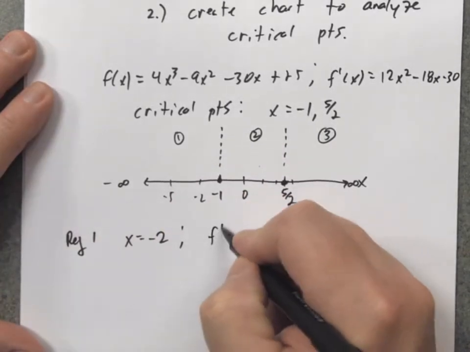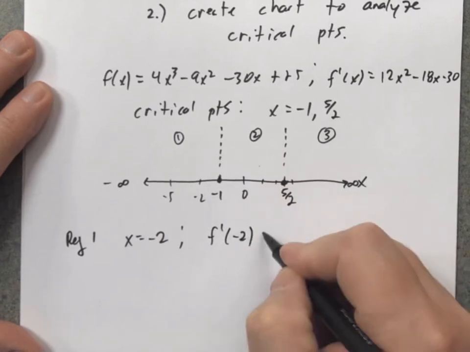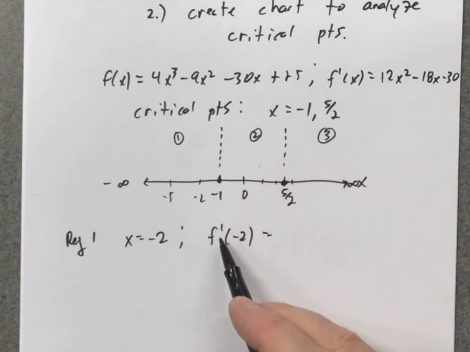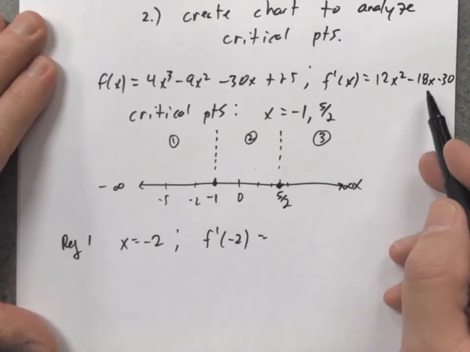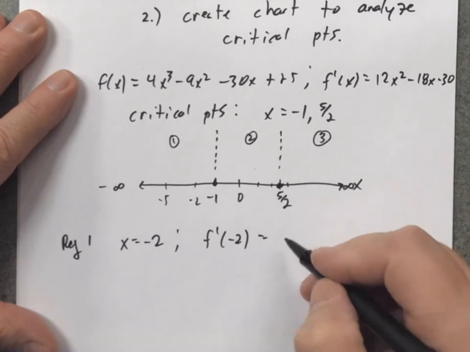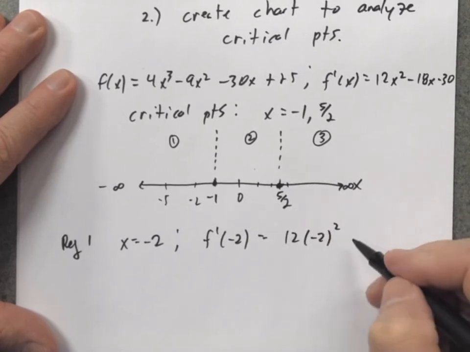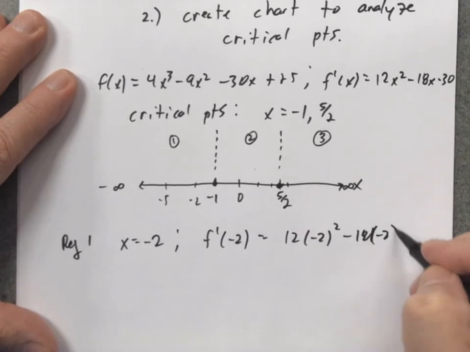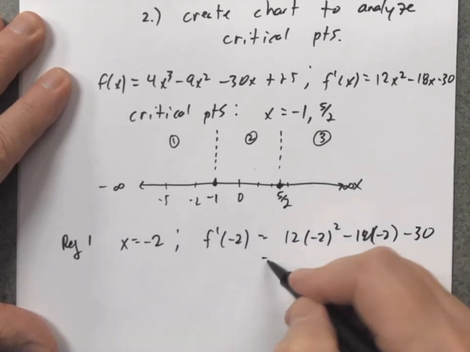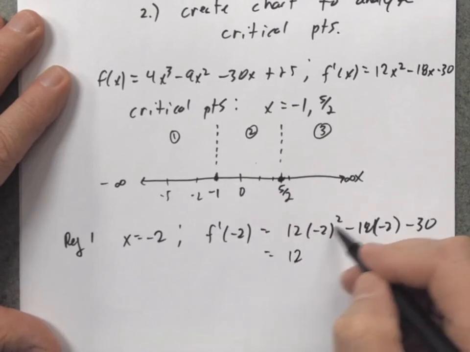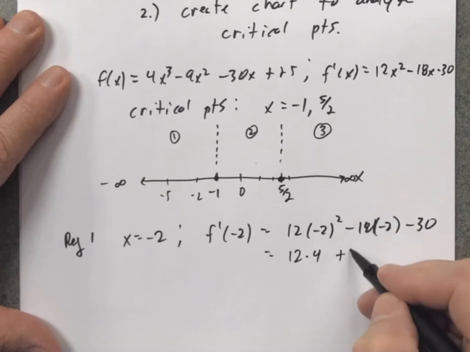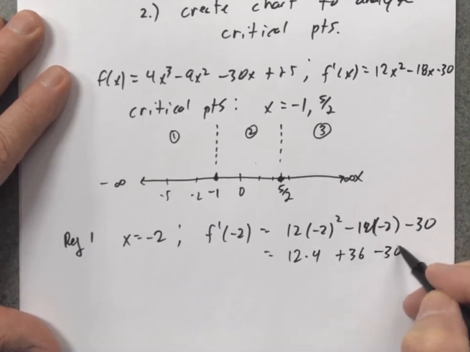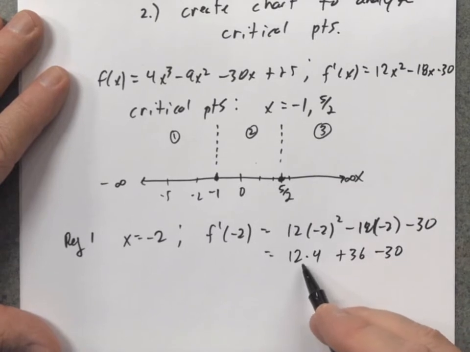And what I do is, I take my derivative equation and I plug in -2 for x, and I see what it equals. So here's my derivative equation. I'm going to plug in -2 for x. So that becomes a calculation. Negative 2 squared is 4. Negative 18 times negative 2 is plus 36 minus 30. This right here is 48.